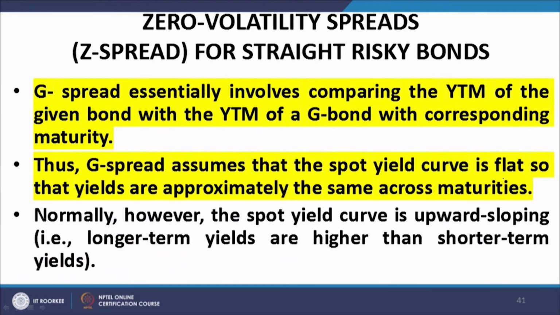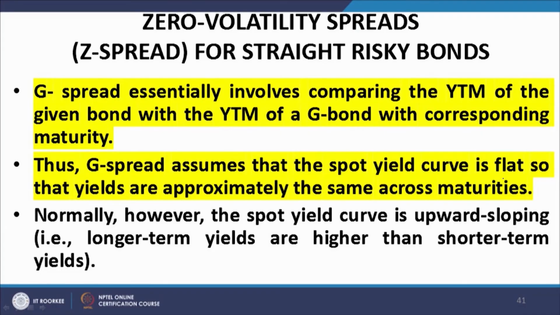Now, how do we work out the zero volatility spread? The important thing is, I reiterate, when I talked about benchmark spread and G spread, I talked about YTMs. When we talk about YTMs, we talk about a single interest rate. We do not talk about the entire spectrum of interest rates. That single interest rate is deemed to encapsulate the entire information contained in the spot rate, but obviously there is a loss of information when we use one number to represent the entire spectrum of spot rates.